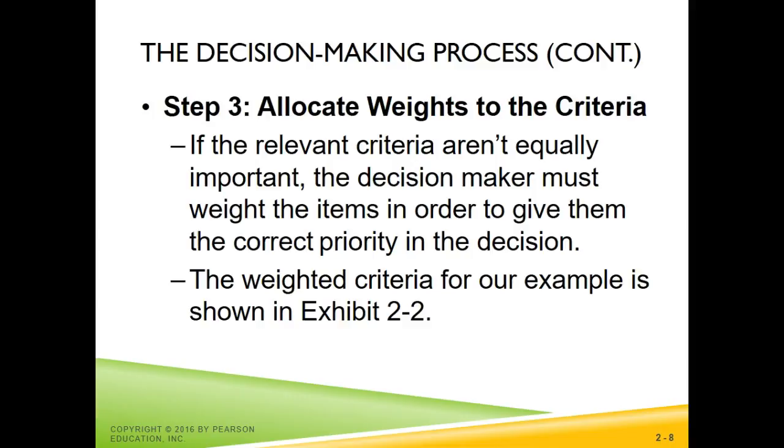So step 3, we're going to allocate weights to the criteria. Now, if the relevant criteria aren't equally important, the decision maker must place weight on the items in order to give them correct priority in the decision. How? The simple way is to give the most important criterion a weight of 10 and then assign weights to the rest using that standard. Of course, you could always use any number as the highest weight. So the weighted criteria for our example is shown in the illustration and on the next slide.